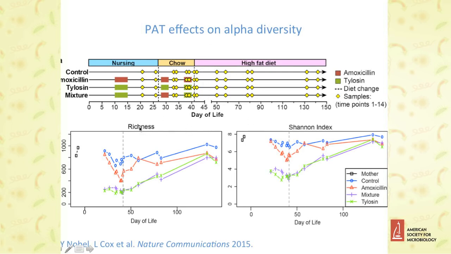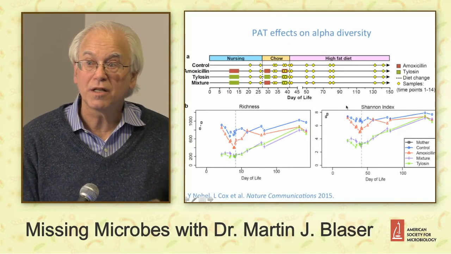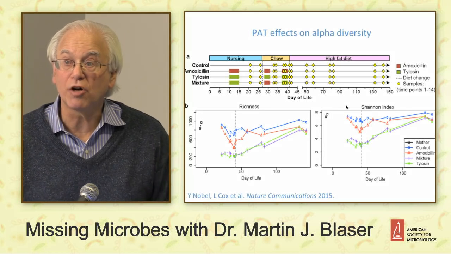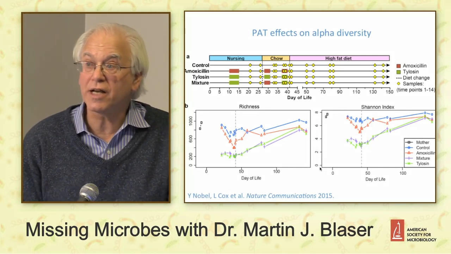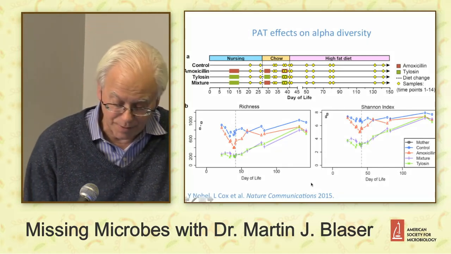I want to show you the effects on their microbiome. Here we're looking at richness, the diversity. The blue line is the control group. Amoxicillin has some depression of diversity. The macrolide has severe depression of diversity, and they never recover. When we look at the Shannon index of evenness, we see the same phenomena. In this model, the antibiotics are having long-term effect, more than 100 days after the antibiotics have stopped.